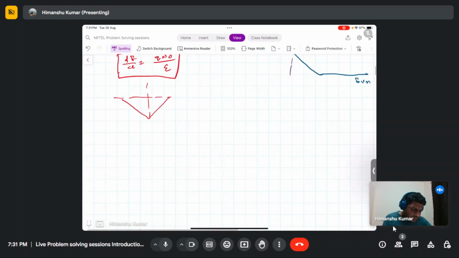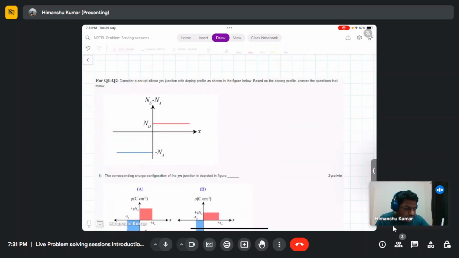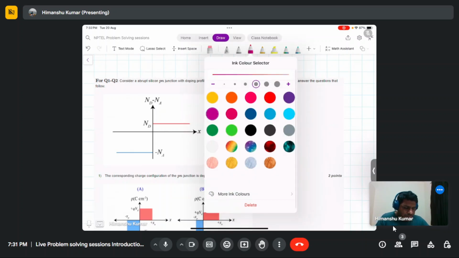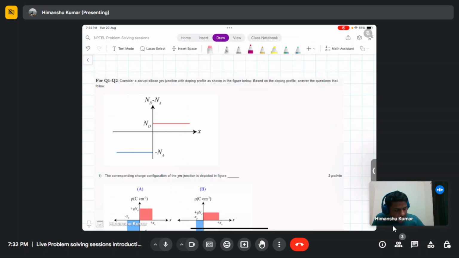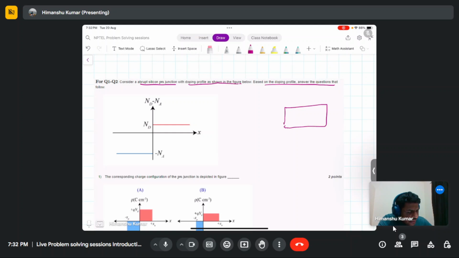So okay, let's move to the problem solving session. Consider an abrupt silicon PN junction with doping profile as shown in the figure below. Based on the doping profile, answer the questions that follow. So basically, an abrupt junction is the junction where the doping profile changes abruptly. The junction is very sharp, but in the ideal case it's not like that.